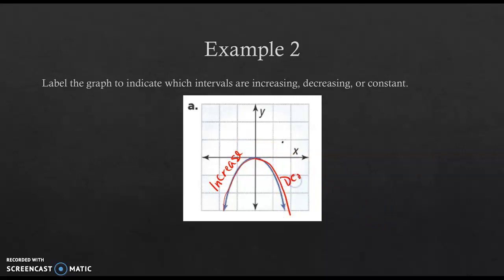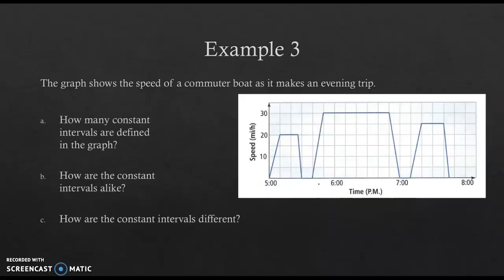And so the first half is increasing, the second half is decreasing, and there is no constant, because once we hit that 0, 0, it starts going the other direction. So, and last one, the graph shows the speed of a commuter boat as it makes an evening trip.